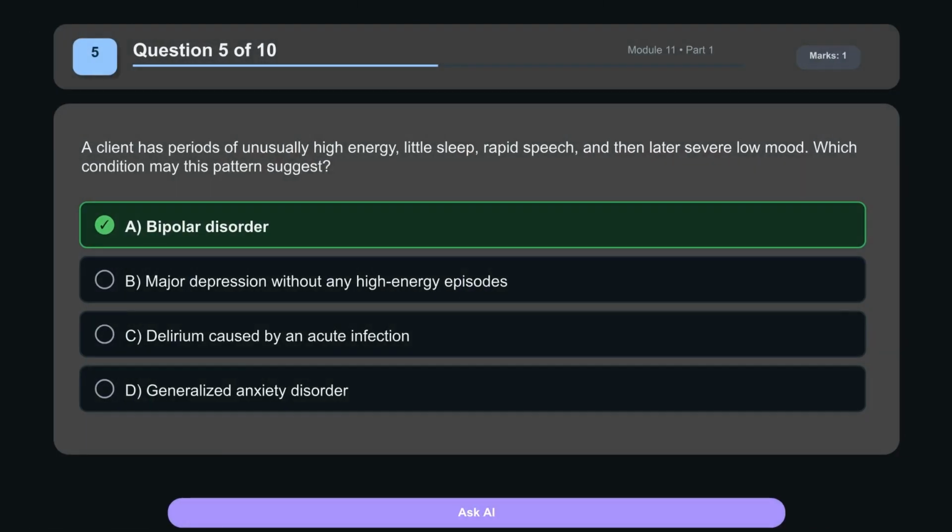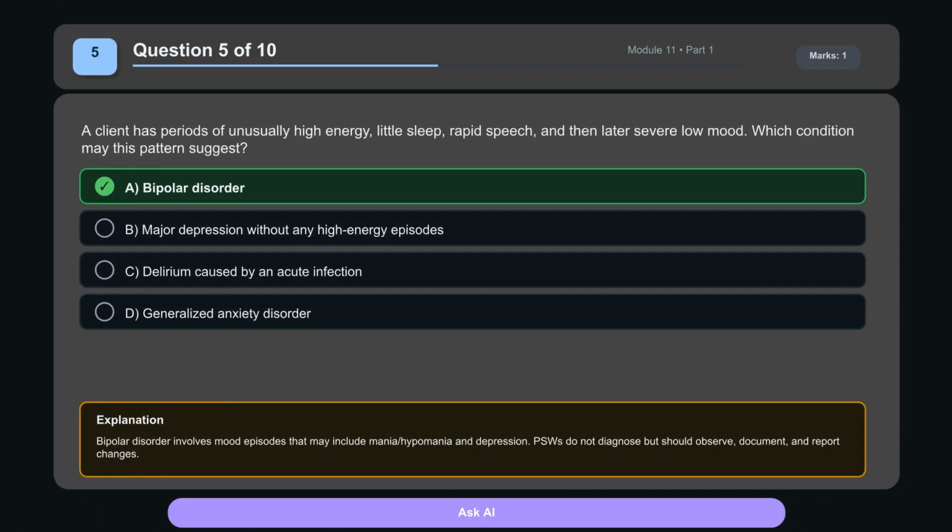The correct answer is A, bipolar disorder. Bipolar disorder involves mood episodes that may include mania or hypomania and depression. PSWs do not diagnose but should observe, document, and report changes.